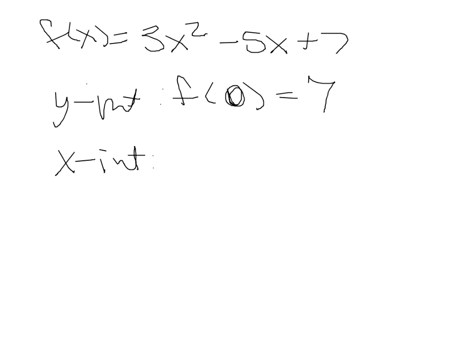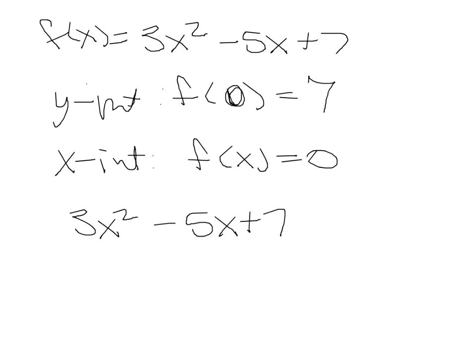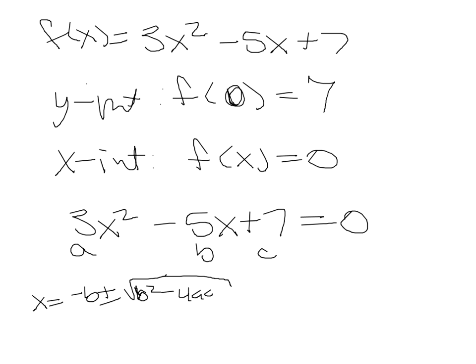The x-intercept, that's when f of x equals 0, and I solve for x. I get 3x squared minus 5x plus 7 equals 0. And I'm going to use the quadratic formula, a, b, c. So remember with the quadratic formula, I'll write it down. Okay, so I need to figure out what b squared minus 4ac is. That's what we call the discriminant.